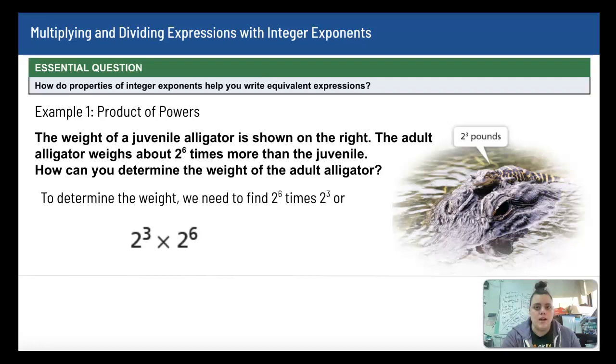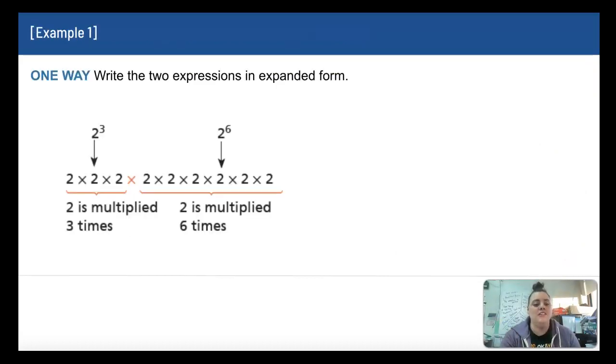Remember from our getting ready that the power, the exponent, tells you how many times you would multiply that base. So 2 to the 3rd is 2 times 2 times 2. 2 to the 6th is 2 times 2 times 2 times 2 times 2 times 2. So 6 times. So we can write those out. 2 to the 3rd is 3 2's multiplied. 2 to the 6th is 6 2's multiplied, and multiply them together.